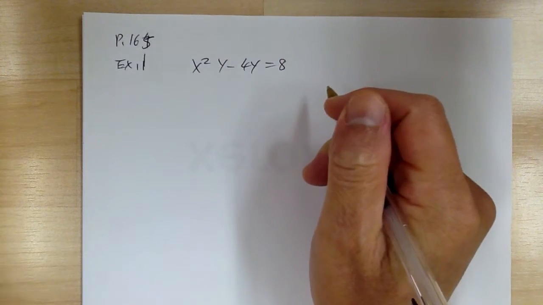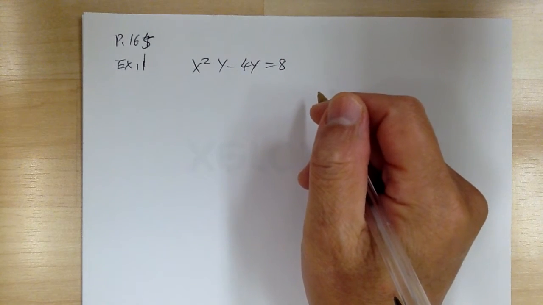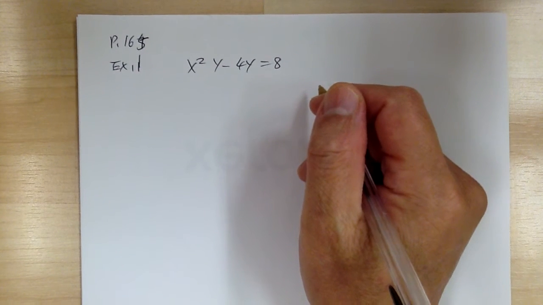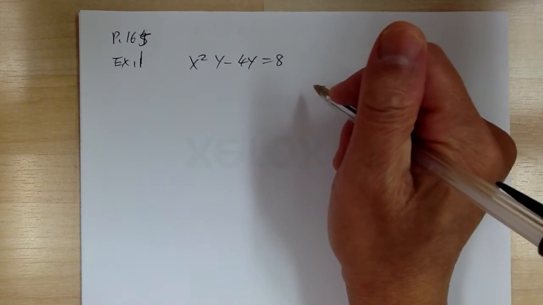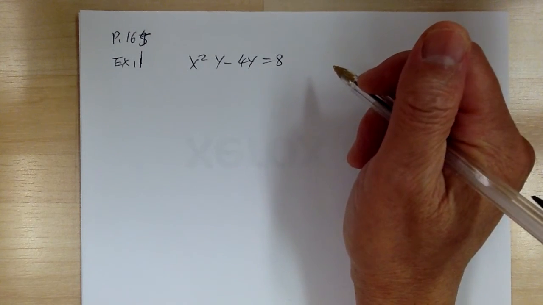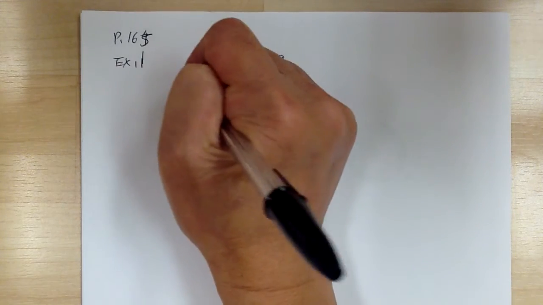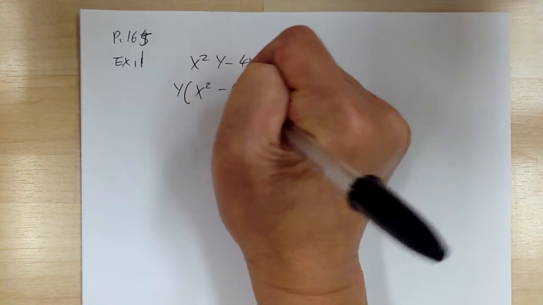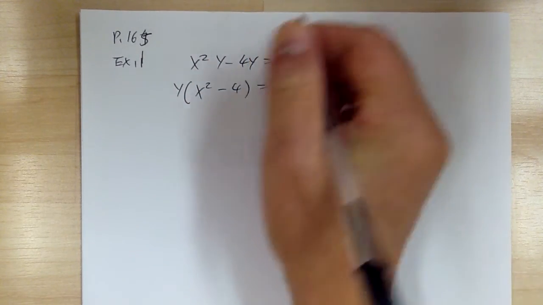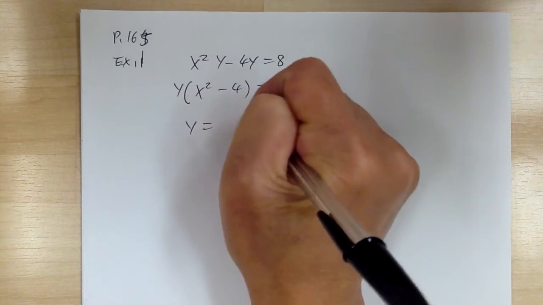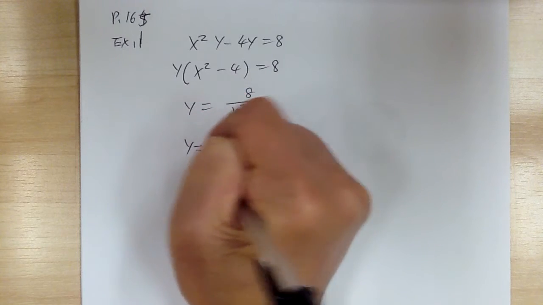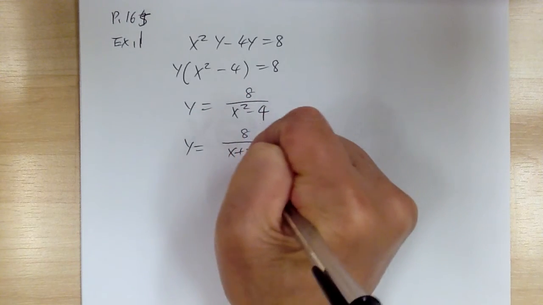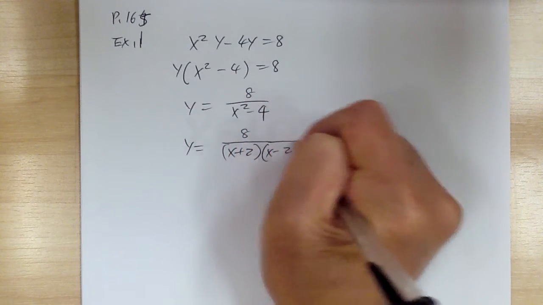So what you need to do first is get the y on one side and everything else on the other side, so you can get the function in the correct form. So factor out the y. You get y times x squared minus 4 equal to 8. And then you divide, so y equals 8 over x squared minus 4. Then you have to factor, so y equals 8 over (x plus 2)(x minus 2).